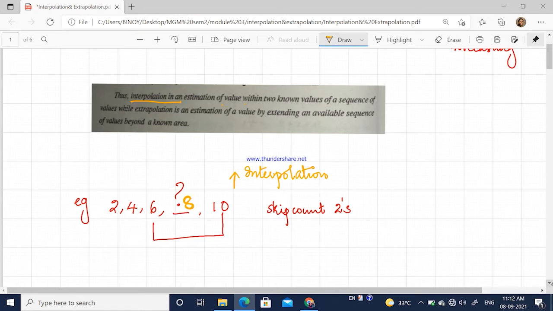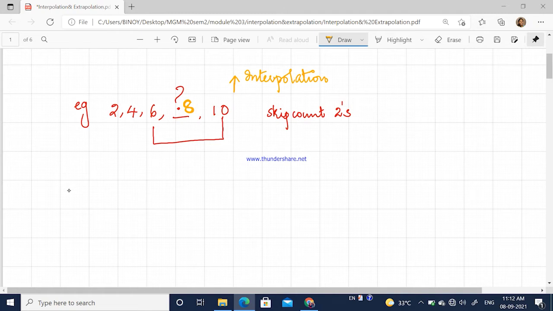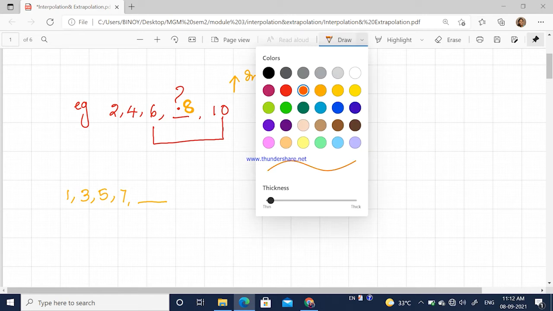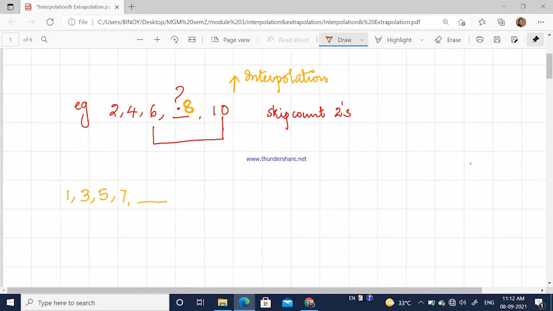Now, let's see what is extrapolation. Extrapolation means extending my series. Let's consider the series 1, 3, 5, 7. What will be the next number? It is clearly an odd-number series: 1, 3, 5, 7, so obviously the next number will be 9. So extending a particular series of values beyond a known area is called extrapolation.